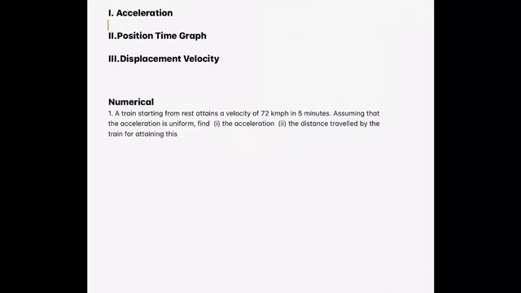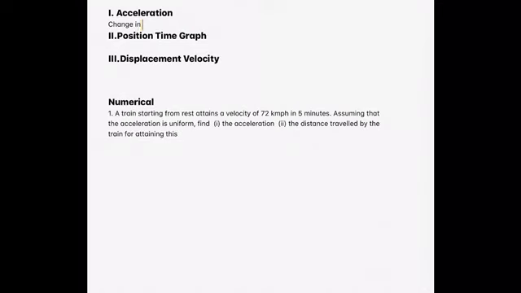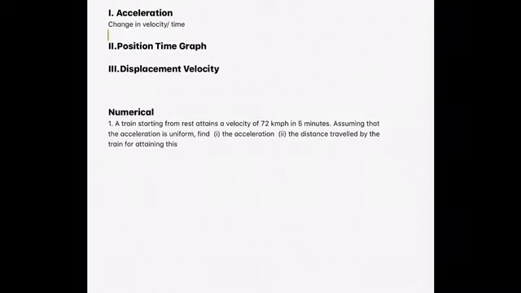Today I'm going to be explaining the three different equations of motion. The first equation of motion is known as acceleration. It is the change in velocity upon time. Now, if we were ever to write change in velocity, we would need to know the total velocity. To find total velocity, we need to know the initial velocity and the final velocity.